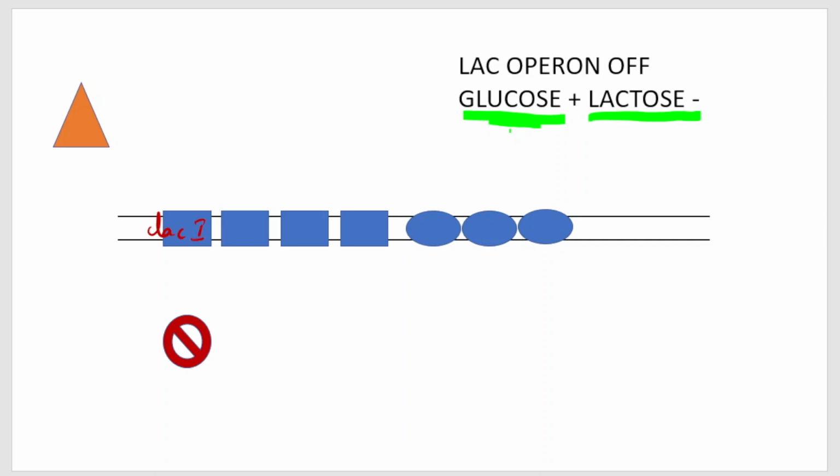LAC I gene, after that is your CAP site, after that is your promoter site, and then operator site, and then this is the LAC Z gene, LAC Y gene, and LAC A gene. Now the LAC I gene produces the repressor protein. So whenever glucose is present, what happens?